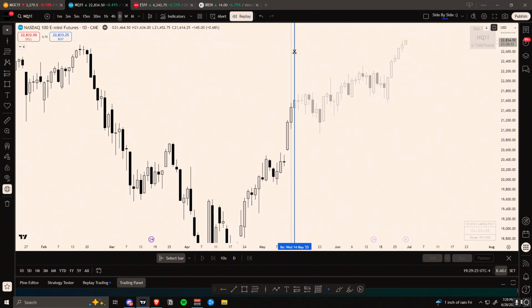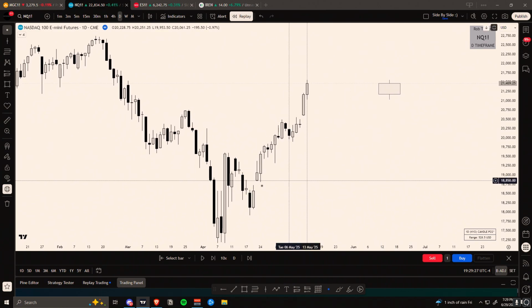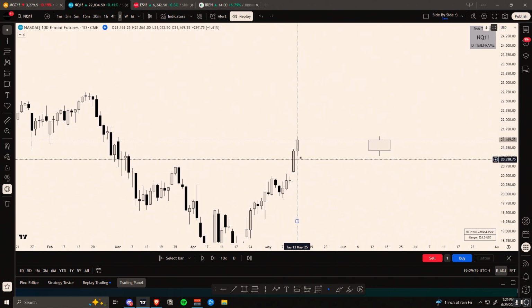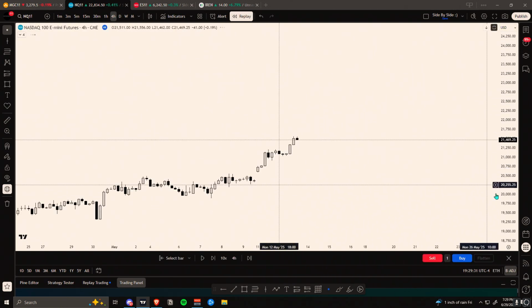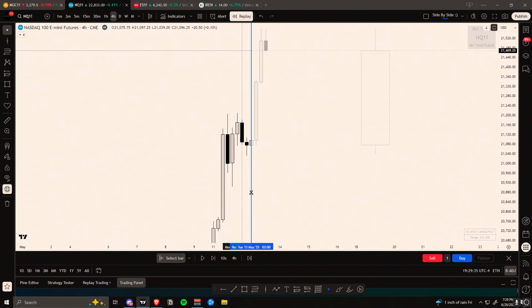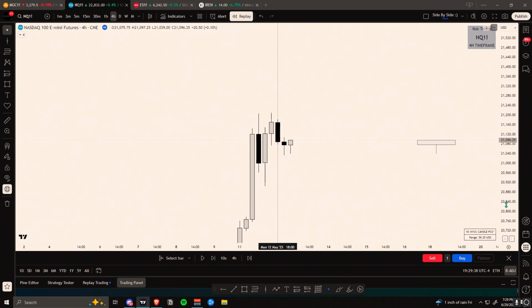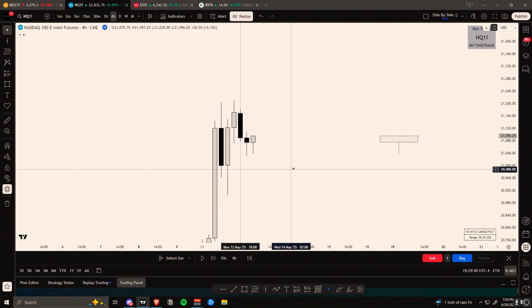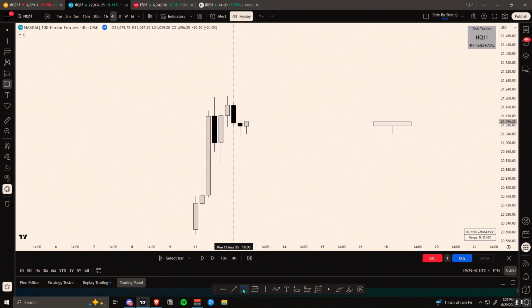Again, is your daily chart in an expansion phase? I would say so. 4 hour. Here we go. So what do we have? Same kind of thing, right? Price was sitting inside of this.